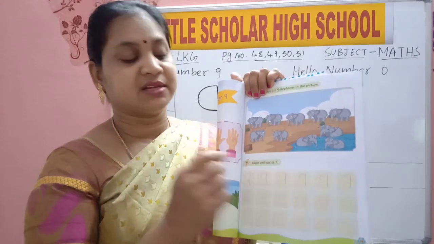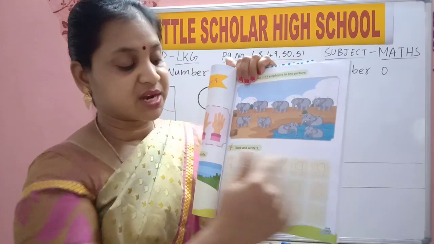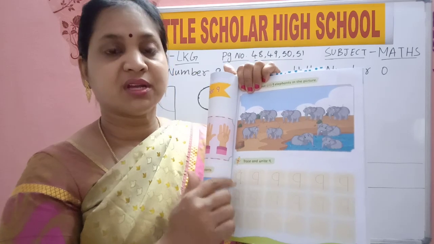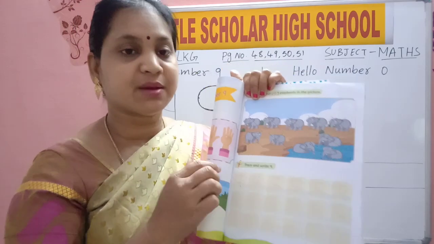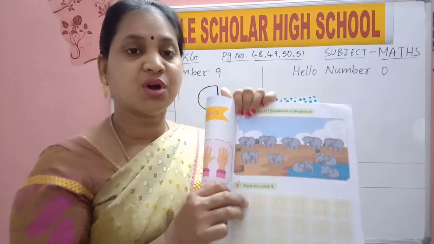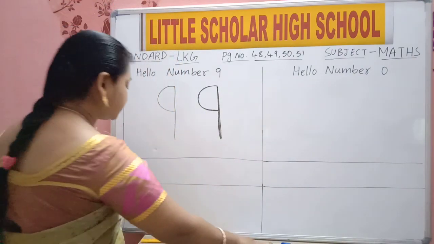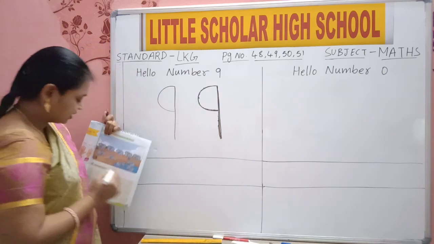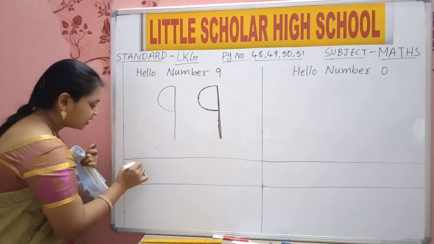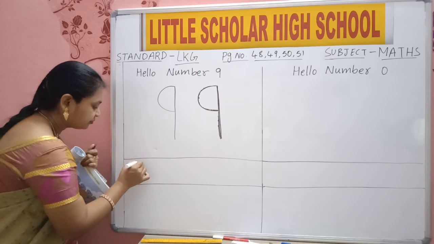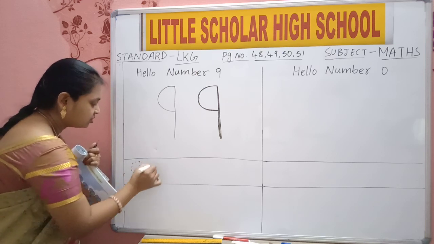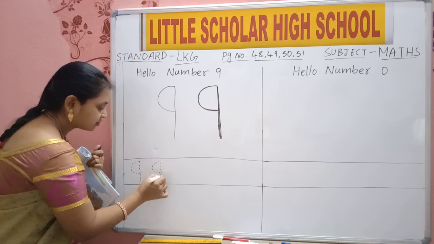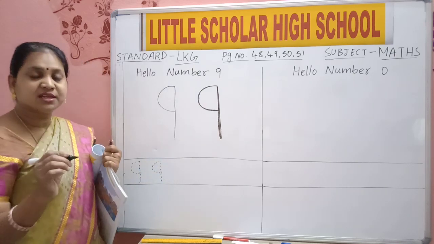Trace and write 9. Come on, start writing. 3 rows are there. In 2 rows dots are already given. You trace on the dots and you write number 9. How are you going to write? Already dots are given in 2 lines, in this way in your textbook. So you will trace it on the dots.